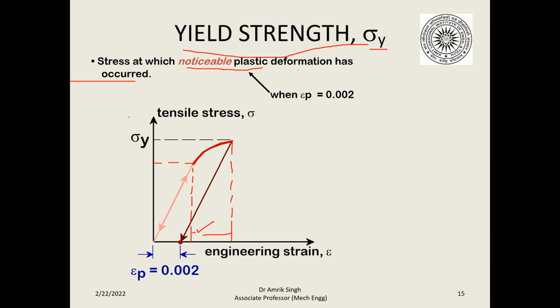So when epsilon p is 0.002, the yield stress is bound to occur. So you can see here, it is 0.002 engineering strain. The stress corresponding to this point is known as the yield stress or yield strength.